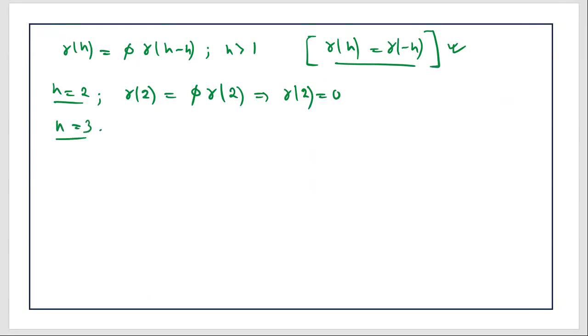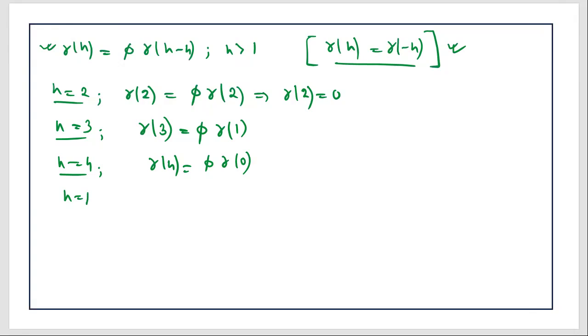Now, if it is 3, then gamma 3 by this relationship is phi gamma 2. Similarly, if you put h equals 4, it will be gamma 3. And like this, you can continue doing that. For h equals 5, gamma 4. And you can continue in this particular fashion. Let me write h equals 6 also.